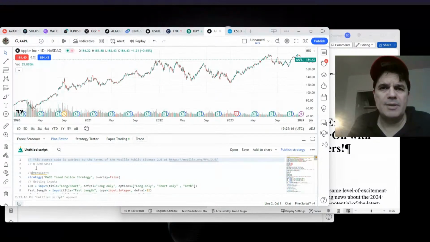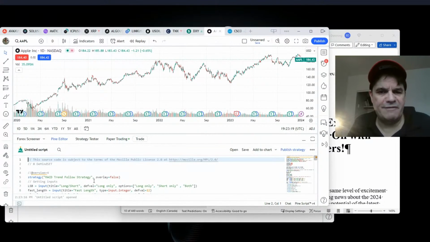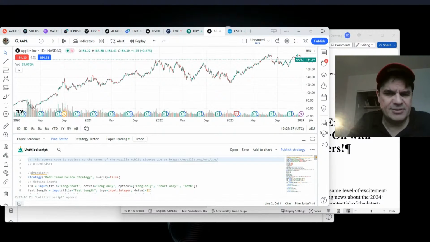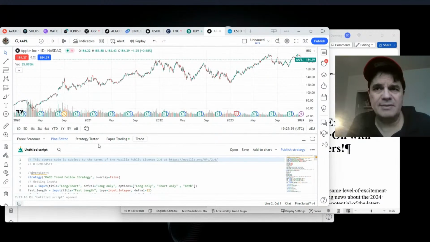Create a working copy on this new strategy, MACD trend following. Again, you don't even need to know PineScript to do this. But you can go in with PineScript and do all your tweaking. This is the amazing thing.